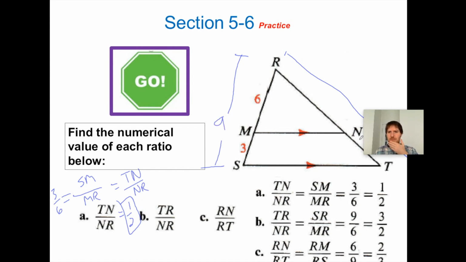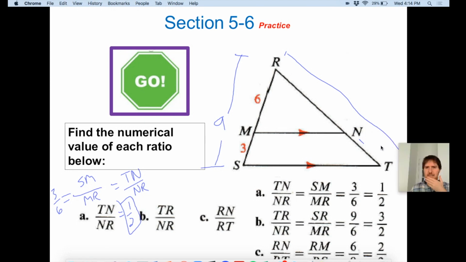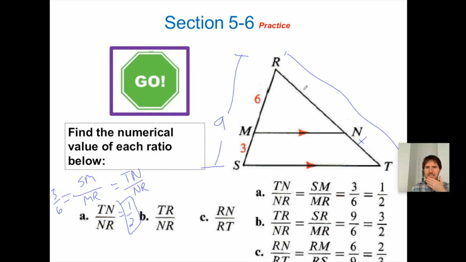So we can maybe think about it this way. If this were x, then this is actually also 2x. This would be 3x, through the angle addition postulate. So you can think about it that way here too. But anyway, Tr over Nr, well, this is a 3 to 2 ratio. Okay, 3 to 2 ratio.